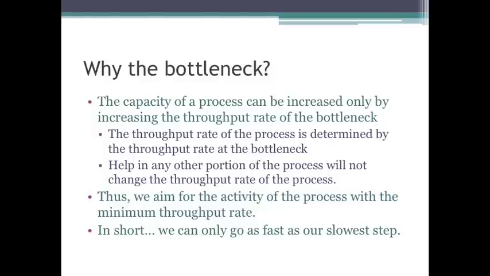Improving the process at any other place will not work. The throughput rate of the process is determined by the throughput rate at the bottleneck, so help in any other portion will not help us. So, we aim our help at the activity of the process with the smallest throughput rate. In other words, if we can only go as fast as our slowest step, we make sure that slowest step is faster.